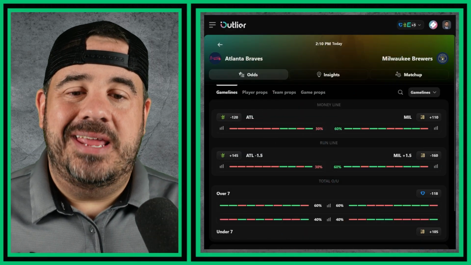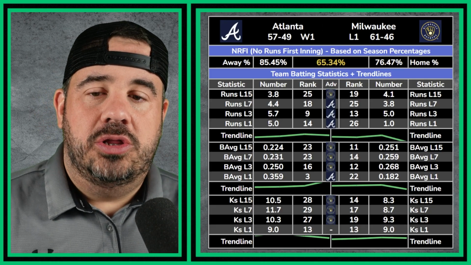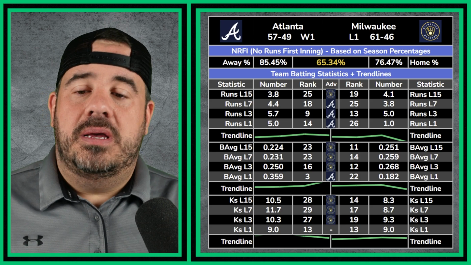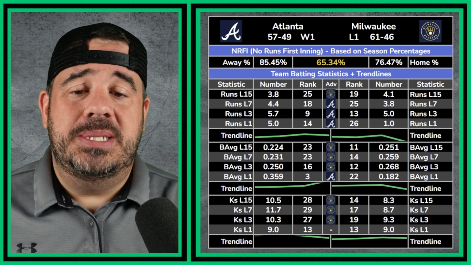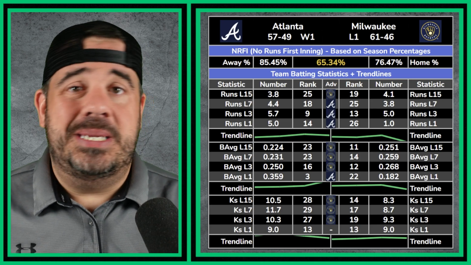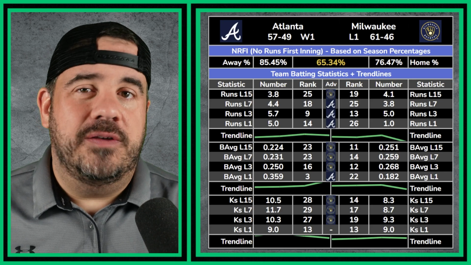All right, next up, we got Atlanta and Milwaukee. We can see it's Atlanta slightly favored, 7 injured total. Looking at the 65% NRFI based on what they've done this year as a team. 5.7 versus 5 on the runs. That's 9th and 13th. 9th for Atlanta. 250 with 268. That's 16th and 12th. 12th is Milwaukee. So they're both pretty much the same. There's no real advantage in the bats.